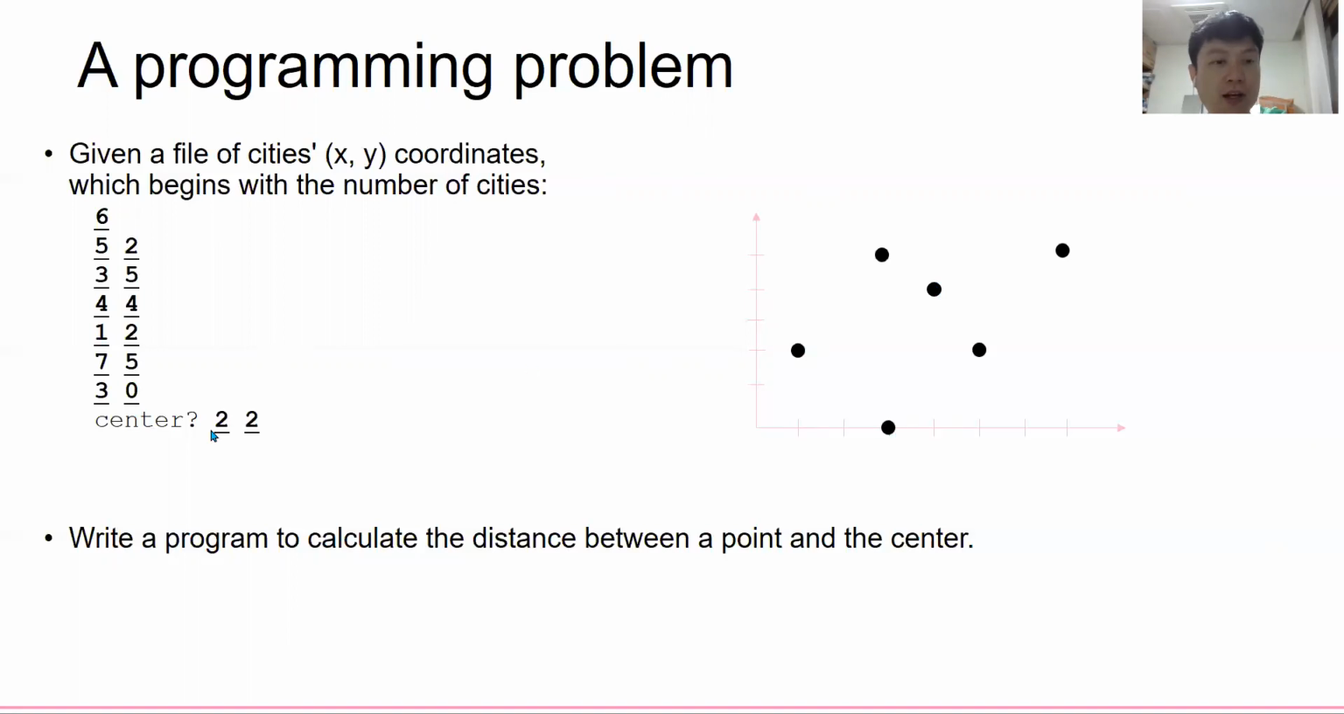And then I will ask, what is the center? 2.2. Let's see, this is the center. In the previous example, we already learned how to calculate the distance. So using the method and using the multi-dimensional array, we can try to calculate distance. And using this problem, how can you think about the structure in your programming? Because the task is to write a program to calculate the distance between the point and the center.